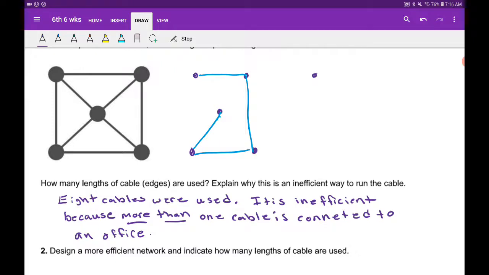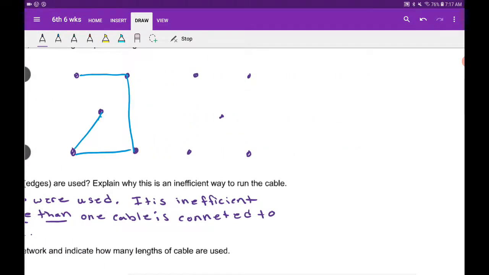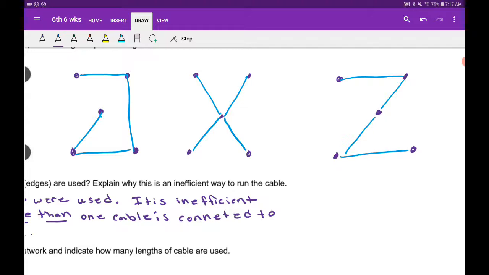Let's try another one here. So many different ideas that I've seen students come up with. So some of these answers are from previous years of students working this problem. So one of them is an X shape. All right, 4 cables. All computers are connected. One is like a Z. So maybe one of these are the ones that you put in there.